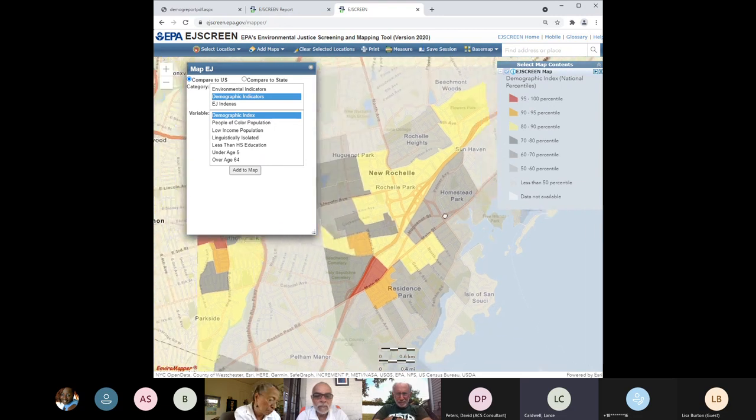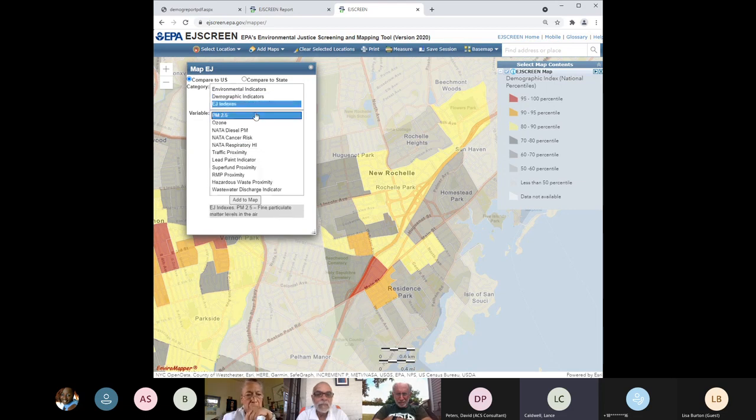So here's New Rochelle with just the demographic indicator. Now, what makes EJSCREEN novel is that it takes all this publicly accessible information, these environmental indicators, and it takes these demographic indicators that come from the US Census Bureau, and it combines them together into one layer.